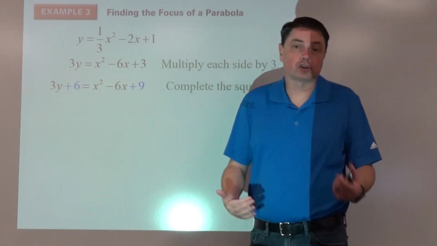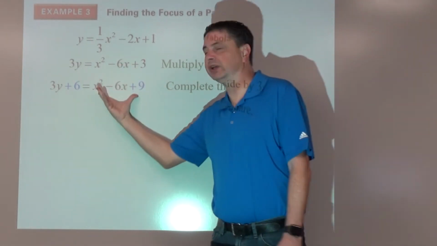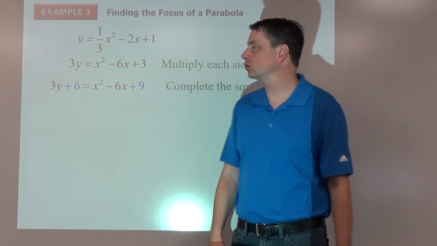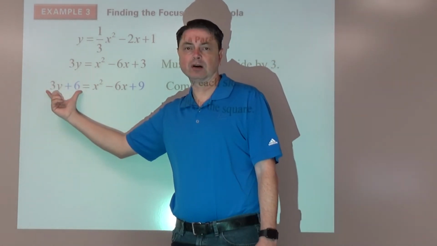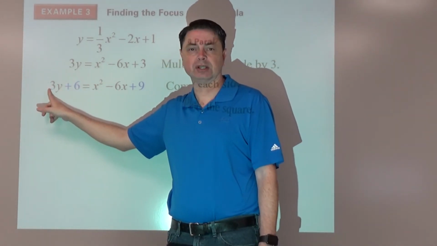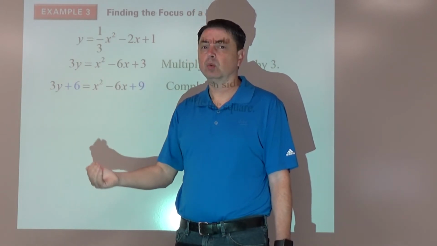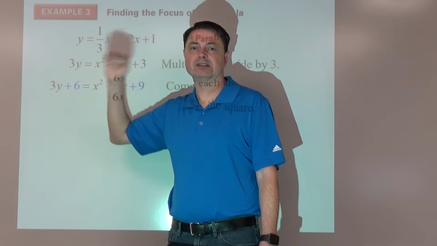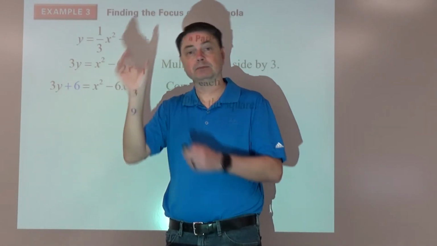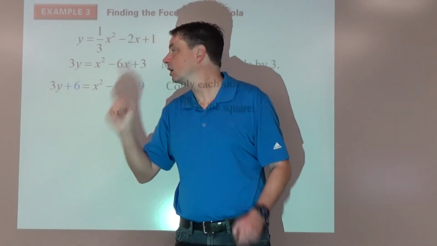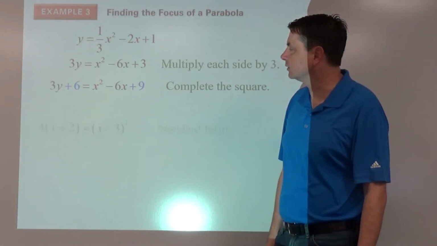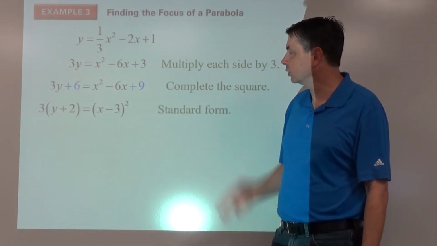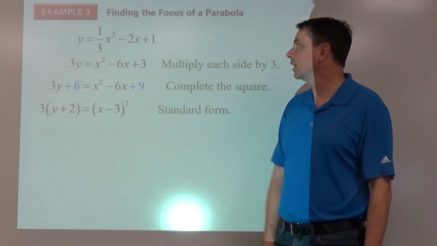One last thing, or I should say 2 last things, we need to rewrite this as a binomial squared. And then over here, whatever the leading coefficient is, we need to factor it out. Whether you think you can or not, like if that's a 5, we still have to factor out a 3. Because it's the form 4 times p, that's that factor, times y minus k. So we factor out the 3. So here's our standard form. We're now ready to go.